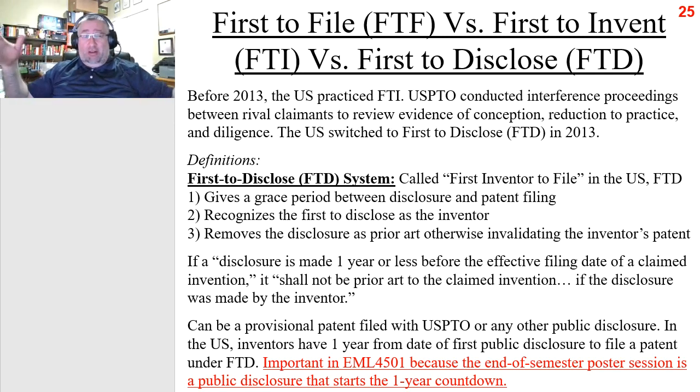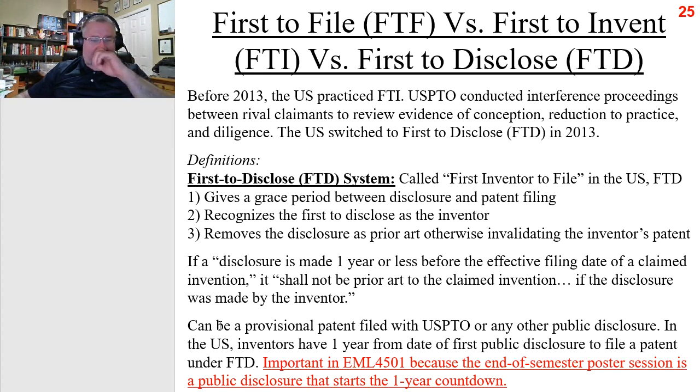So you have this sort of year-long grace period between disclosure and the actual filing of the patent, with which to get your ducks in a row and make sure that the patent gets filed. So, as I mentioned, there's a mechanism that USPTO has provided, which is called a provisional patent. A provisional patent can be filed with USPTO, or really it can be any other form of public disclosure. And once you make that public disclosure, you have 1 year from the date of first public disclosure in the US to file a patent under the FTD system.